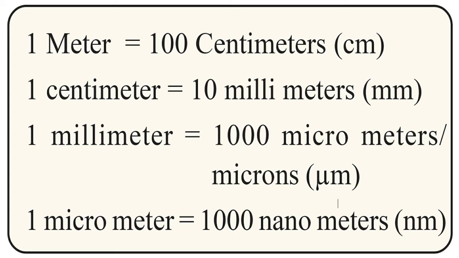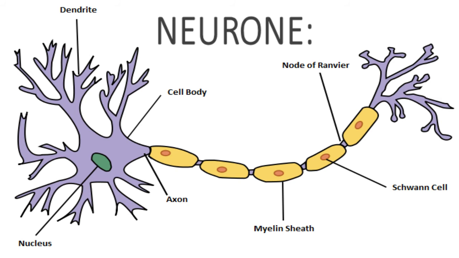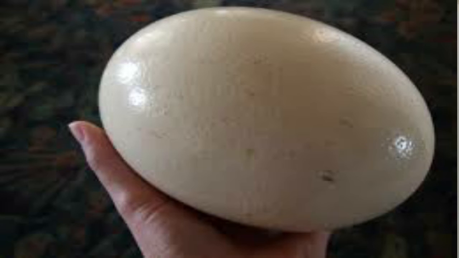There are some cells in our body which can be seen with the naked eye. If you take the human nerve cell, it's the longest cell. It is around 90 to 100 centimeters long. And the largest single cell present on the earth is the egg of an ostrich. It is around 17 to 18 centimeters in length. You can see the egg of the ostrich on the screen.